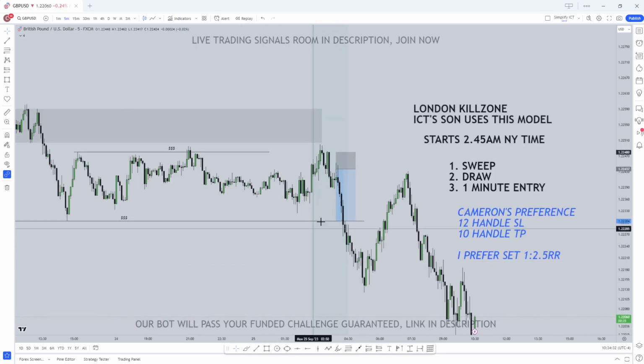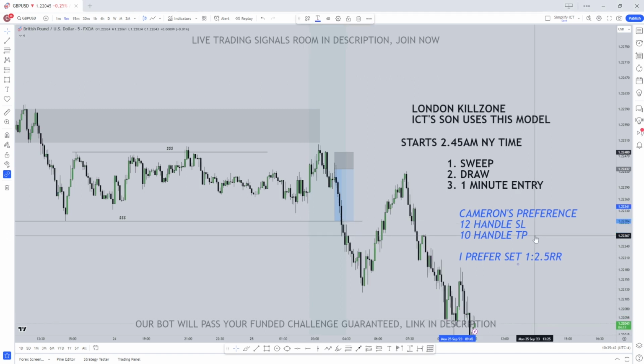Now, as you can see, this setup was in the London kill zone session. Now, it works in any session really, but I prefer the London and New York kill zone specifically, so if I was you, I'd stick to those two sessions only. And also in the last video, I mentioned that ICT does not really care about the risk to reward ratio. Cameron himself has a 12 handle stop loss and a 10 handle take profit. So even though it's not even a 1-to-1 risk to reward ratio, he is still trading that setup. But myself, I prefer a set risk to reward ratio of 1 to 2.5 when taking these setups.